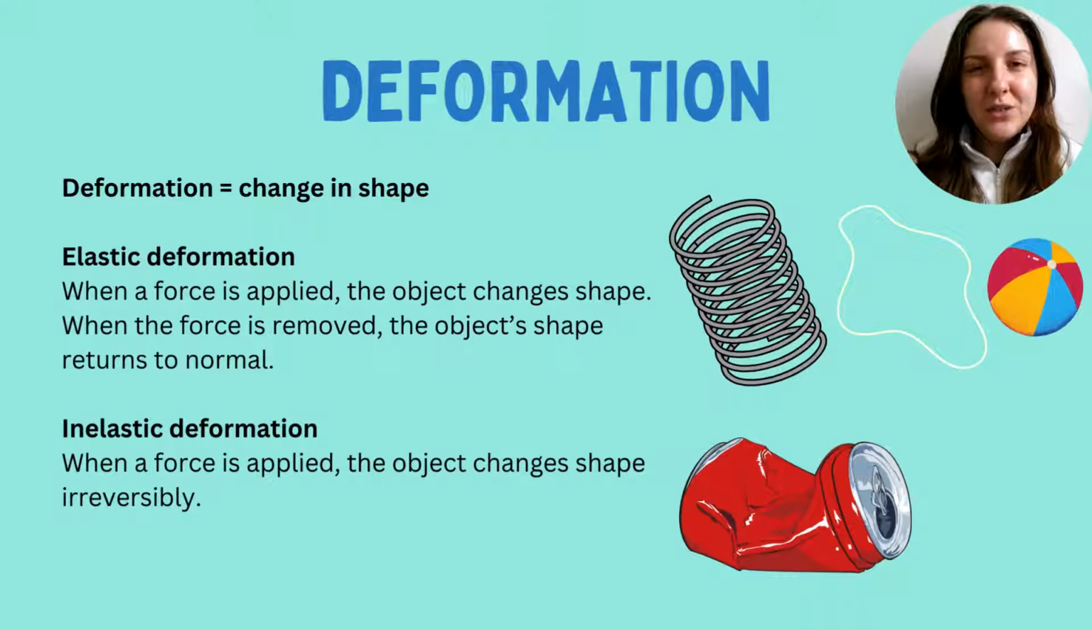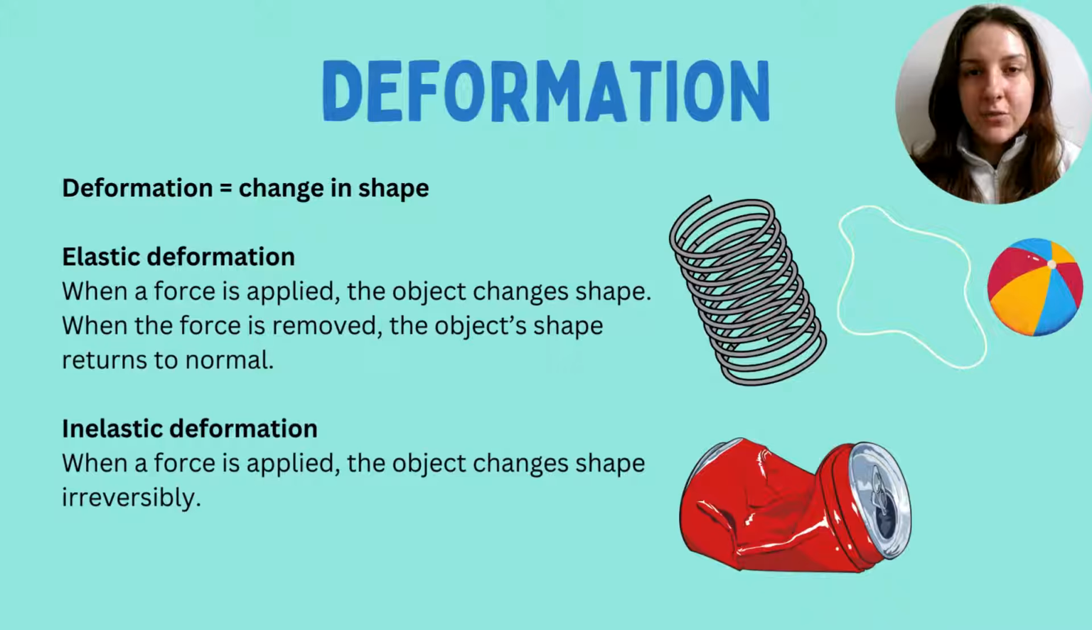So the first thing we need to talk about when we talk about Hooke's law and anything to do with this topic, we need to understand the terminology, because there's a couple of words that can often get misconstrued as meaning something else. The first one is the word deformation, and deformation just means a change in shape. And there's actually two types of deformation.